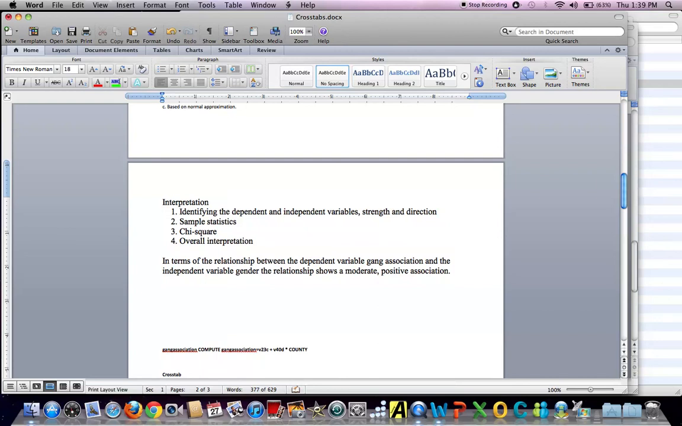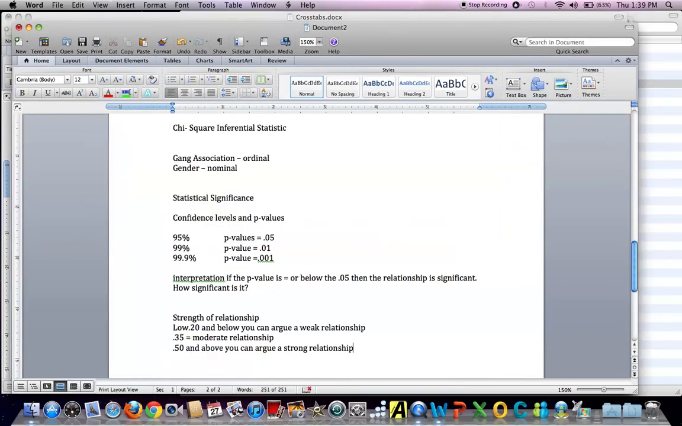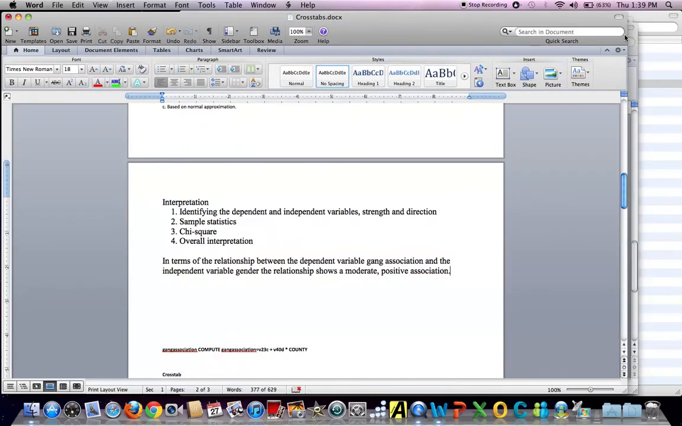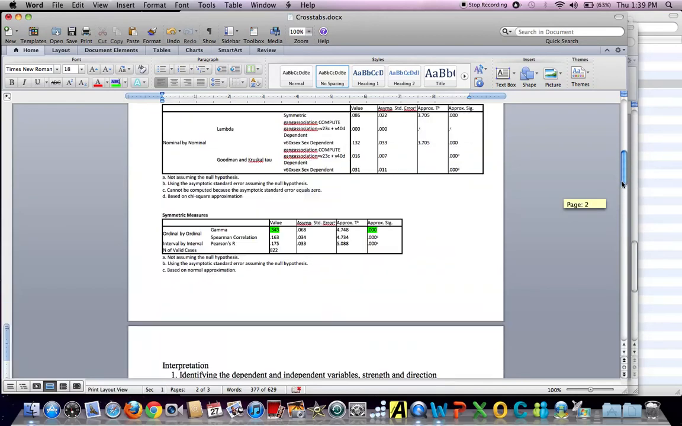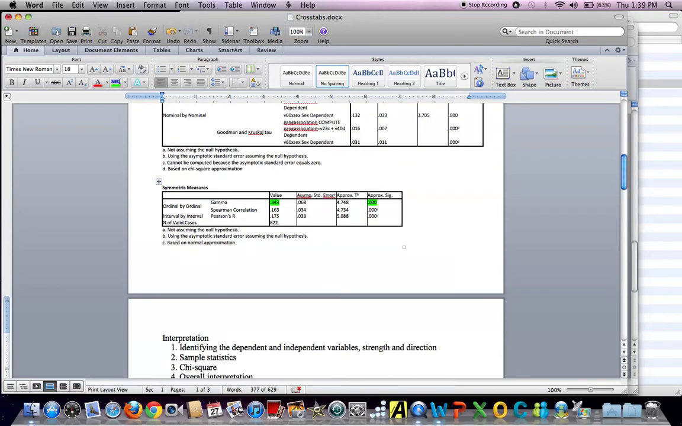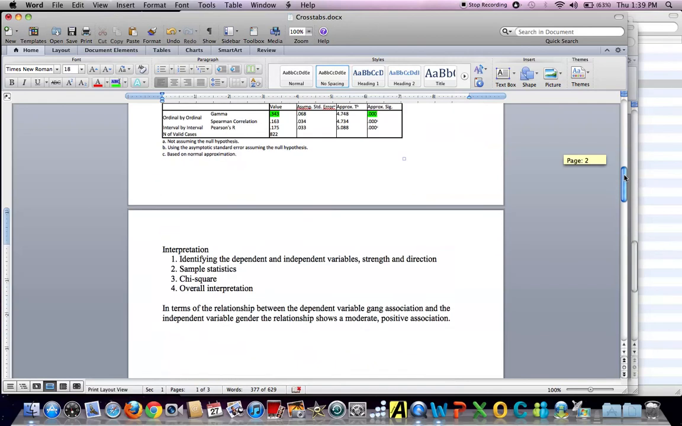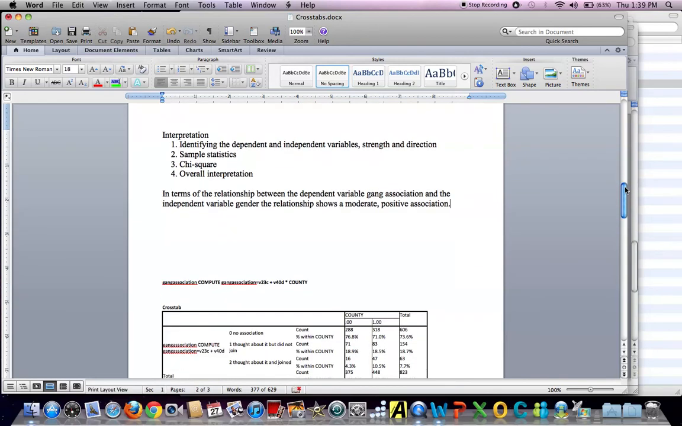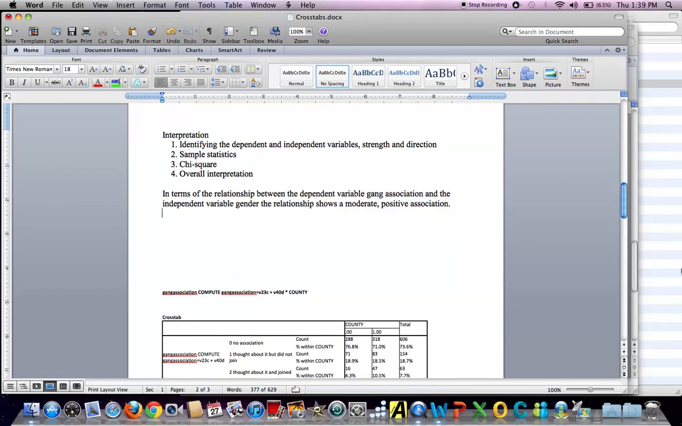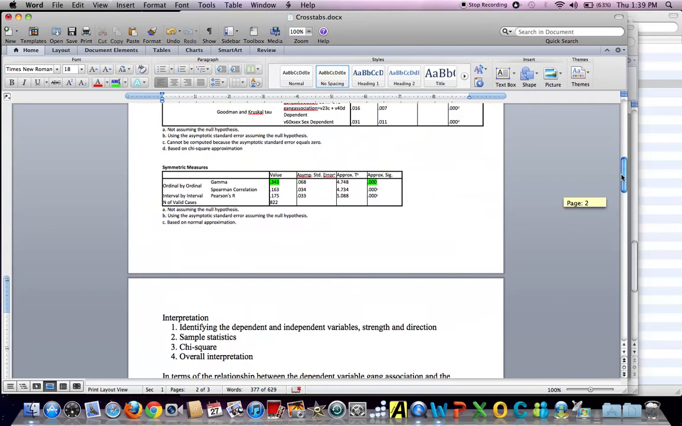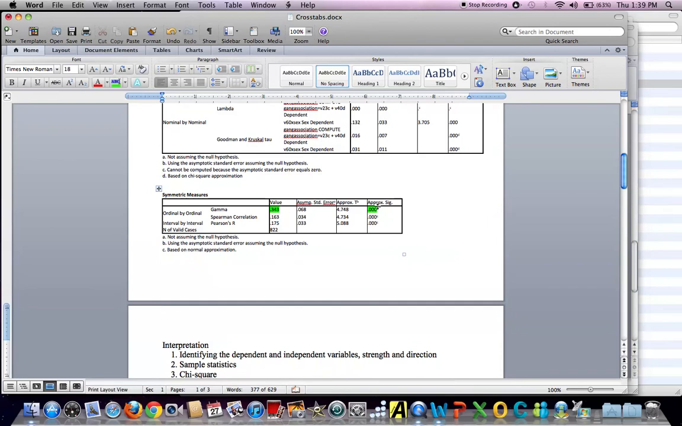association. Now, where did I get the positive from? Okay, the same number. If it's a negative number, it's a negative relationship. If it's a positive number, it's a positive relationship. In this case, it's a positive number. Okay. All right, that's a positive number, so it's a positive relationship. So in terms of the relationship between the dependent variable gang association and independent variable gender, the relationship shows a moderate positive association. Okay?